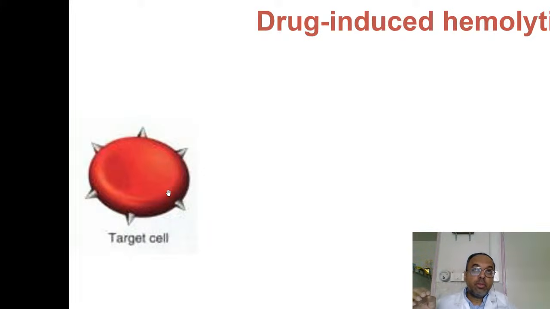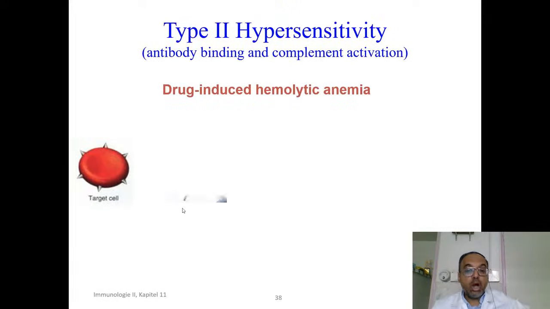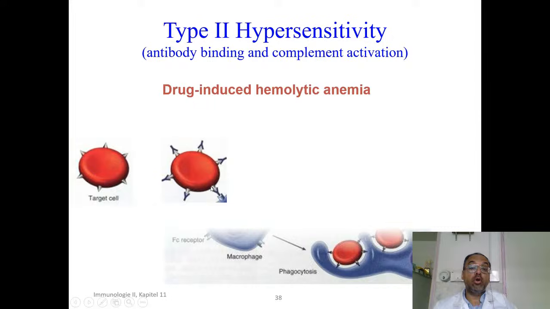Please note that the antibodies in this case are not produced against the RBC itself. They are not against the antigens of the red blood cell itself. They are against these drug molecules. But because the drug molecule is bound to the surface of the RBC, the red blood cell will be damaged. How would that damage happen if I have antibodies against this drug molecule bound to the surface of the RBC?